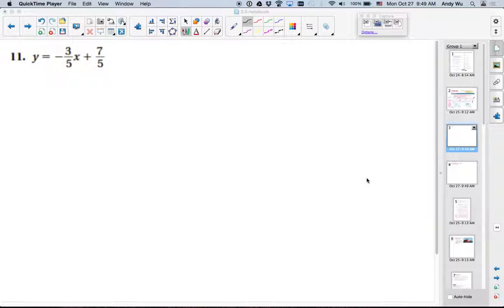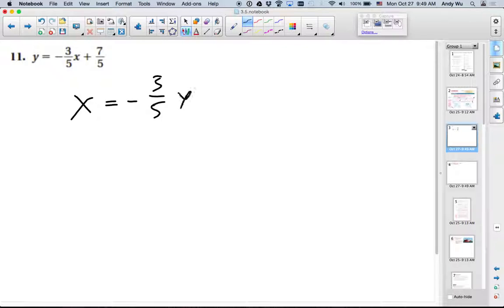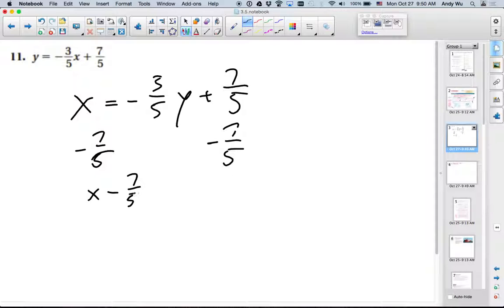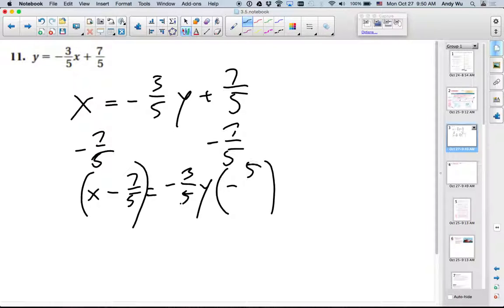Inverse function means to switch it to x equals negative 3 over 5y plus 7 over 5. And the rest is just plain old algebra solving for y. So we do minus 7 over 5 on both sides. We have x minus 7 over 5 is equal to negative 3 over 5y. We multiply both sides by negative 5 over 3.